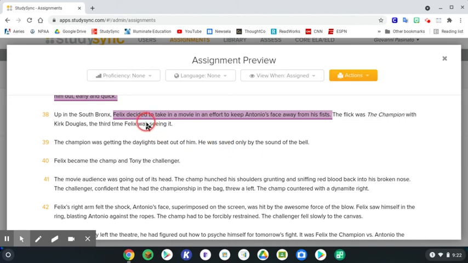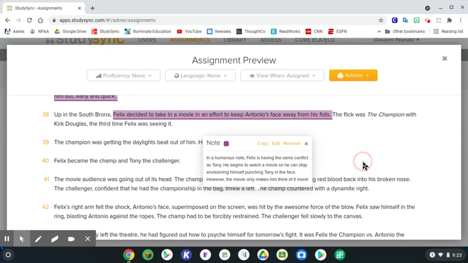So, again, Felix decides to take in a movie. Why? I need to watch something to get my mind off of punching Tony in the face. On a humorous note, Felix is having the same conflict as Tony. He begins to watch a movie so he can stop envisioning himself punching Tony in the face. However, if you read the rest of the paragraphs, the movie only makes him think of it more. Felix sees himself as the champion, and sees the opponent to the champion, the opponent to Kirk Douglas, as Tony. So let me watch a movie, stop thinking about punching my friend in the face. I put on the movie, I think about punching him in the face more.